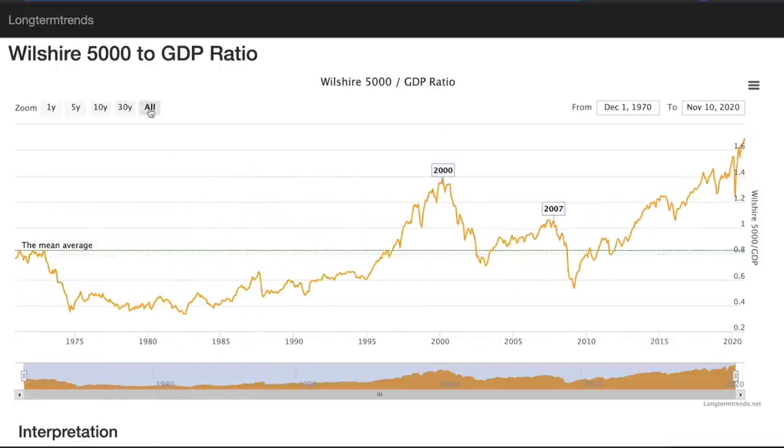Let's click on all, and you can see we go back to the early 70s here, where interestingly the lowest point for this indicator was around August 1982, and back in the early 80s that was a significant bottom in the stock market. And if you remember, back then we also had very high interest rates.